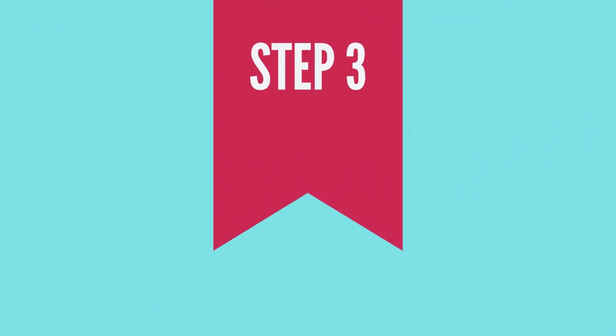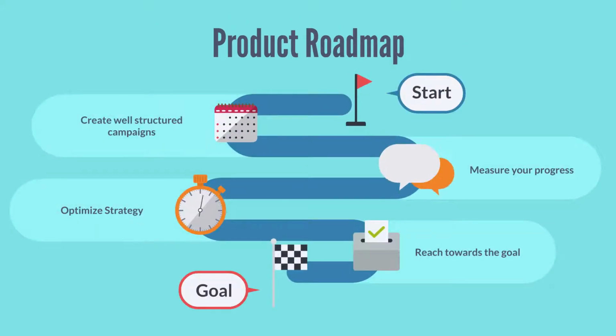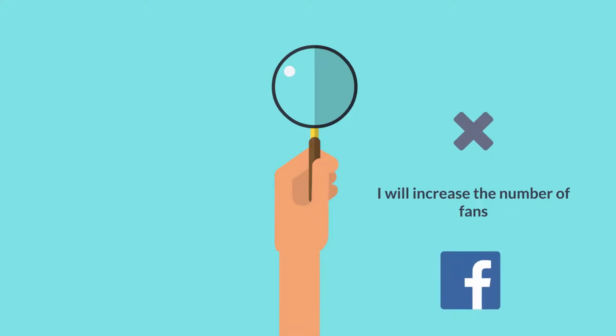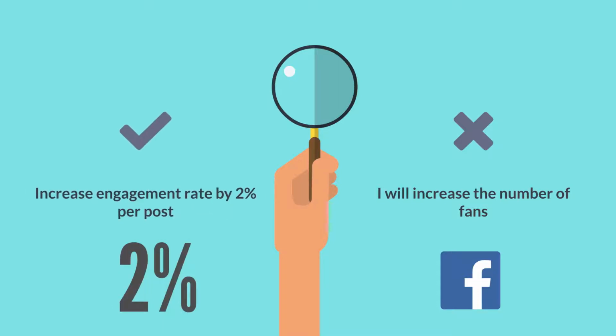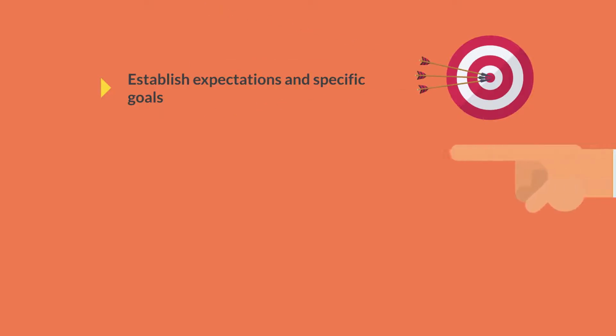Step 3. Set the objectives. Smart, detailed goals will allow you to create well-structured campaigns, measure your progress, and optimize your social media strategy in the long run. A vague objective can be, I will increase the number of fans on Facebook. A smart goal would be, by the end of the year, I will increase the average engagement rate per post on Facebook by 2%.